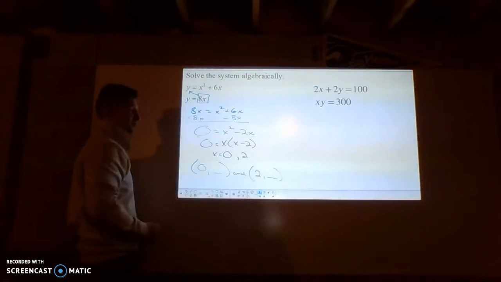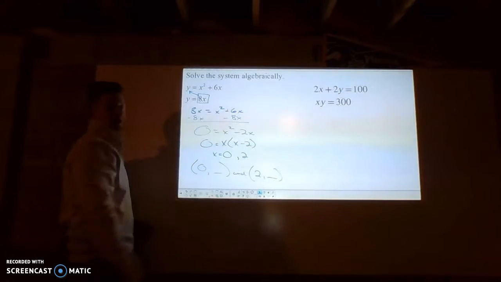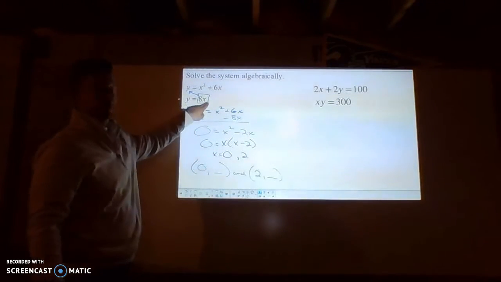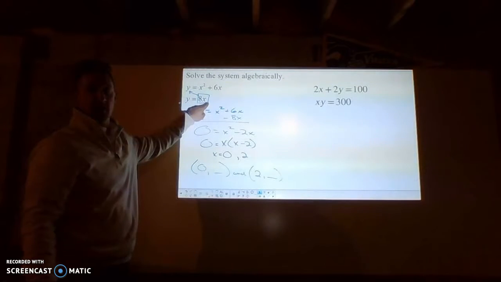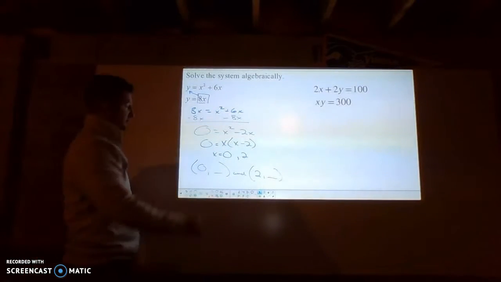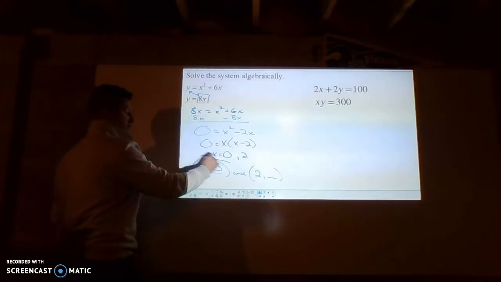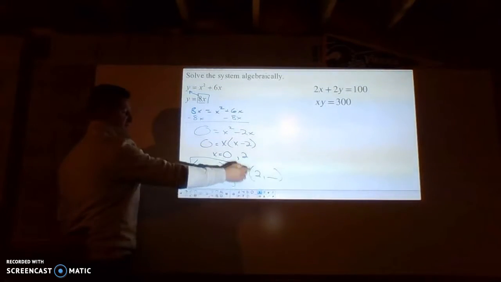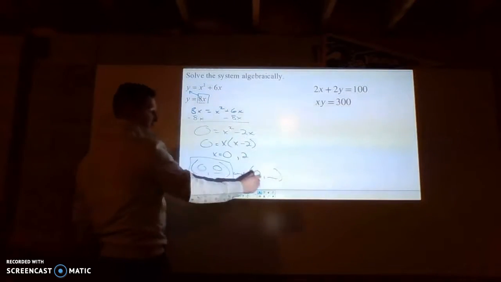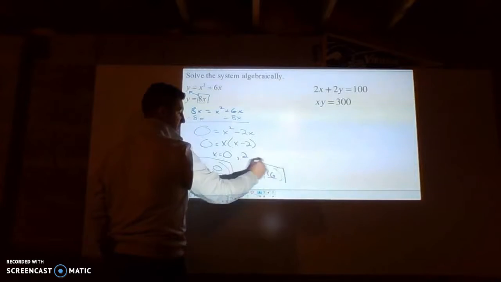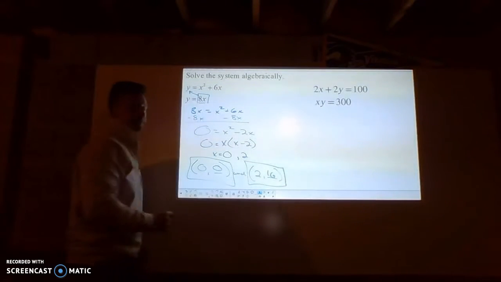And I'm going to plug those back into probably the second equation, which gives me y just by plugging in x, nice and easy. So if I plug in 0, 8 times 0 is 0, so (0, 0) is going to be one of the ordered pair solutions. And then if I plug in 2, 8 times 2 is 16, so (2, 16) is going to be that other ordered pair solution. Okay.